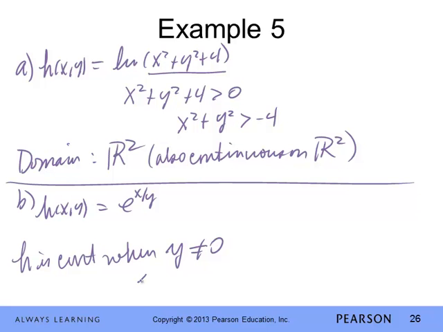Or if you want to use set builder notation, there. What does this symbol mean, by the way? This little sideways pitchfork means it's an element of. So (x, y) is an element of R2, the plane. In other words, (x, y) is a point on the plane, provided that y is not equal to 0. So that's another way of stating the set of numbers for which this function is continuous.